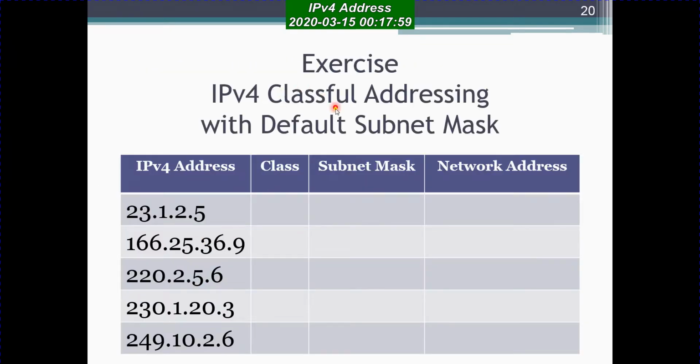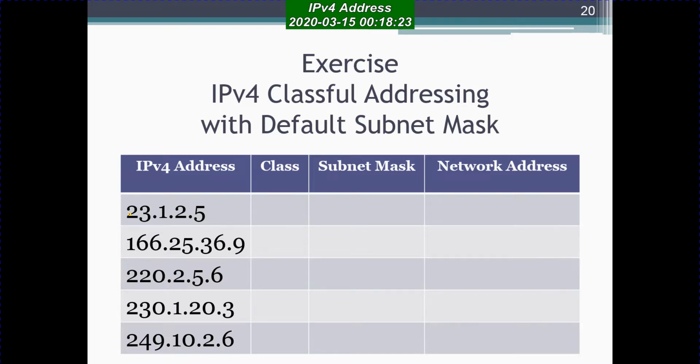Now, let's go through this simple exercise. For example, let's consider that all these IP addresses are classful IP addresses. So the first thing we need to do is identify the class. For example, this is an IP address, as you see here. What is the class of this IP address? What is its default subnet mask? And what is its network address?